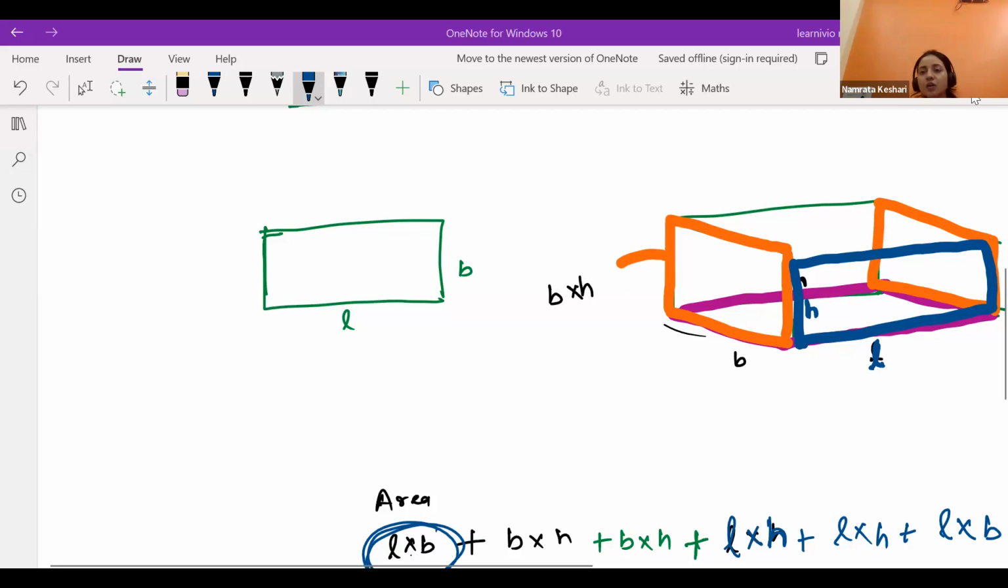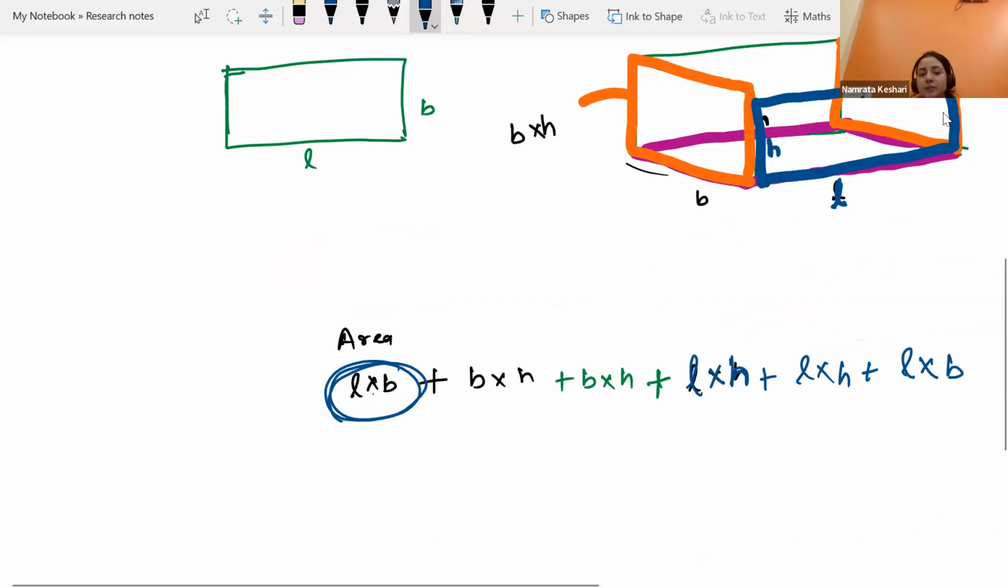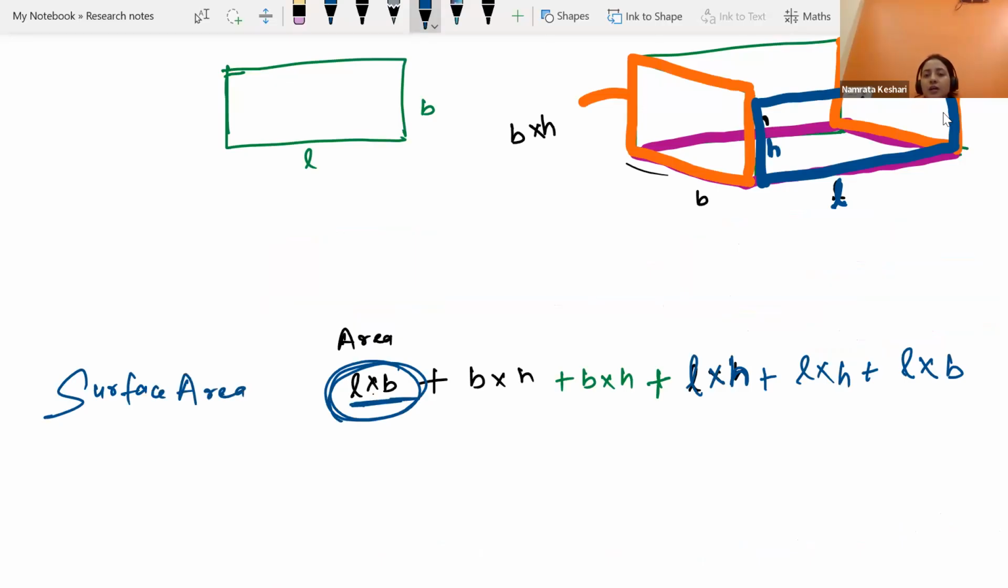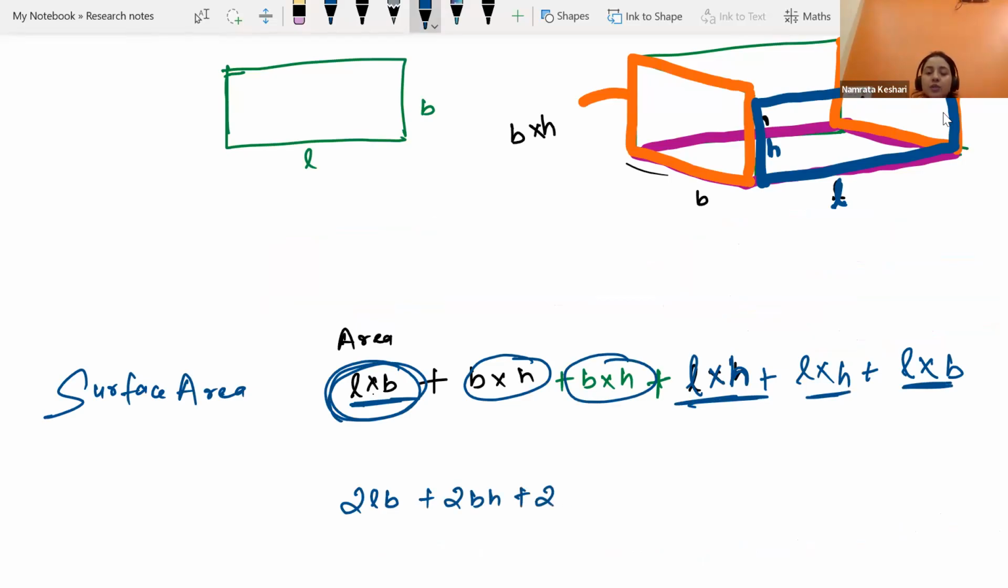If we add all of this, we'll get the surface area formula for a cuboid. Please add it. You will find that LB is there. Here also LB is there. So basically the bottom one and the top one are exactly the same. Then B into H, one more B into H, L into H, L into H. So basically 2 times L into B, 2 times B into H, and 2 times L into H.